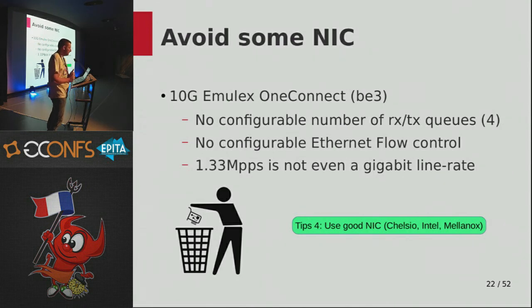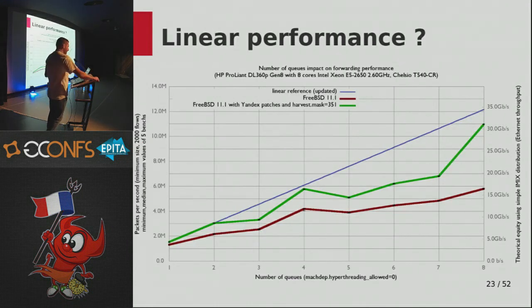Chelsio cards are very good, Intel too. I didn't have Mellanox to prove it, but there are very, very good reviews about the Mellanox one. Then really try to use a good network card. And now with these patches, what about my linear performance rate? I did this bench again, and you can see that the green line is lots better than previously.